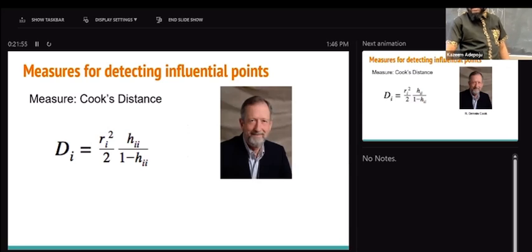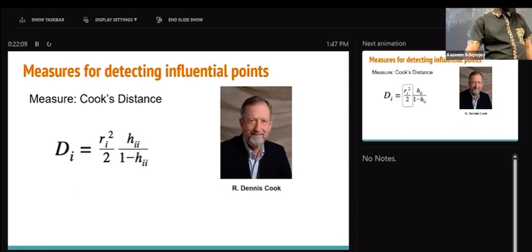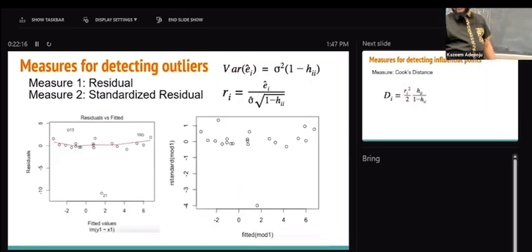And incidentally, this man is an emeritus professor of statistics known anywhere in the world. He's in the School of Statistics, University of Minnesota. So he's my colleague, Professor Dennis Cook. So Dennis Cook actually improved on the conventional way of detecting outliers.